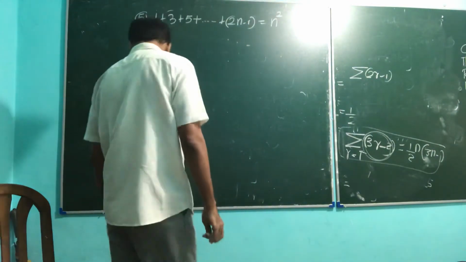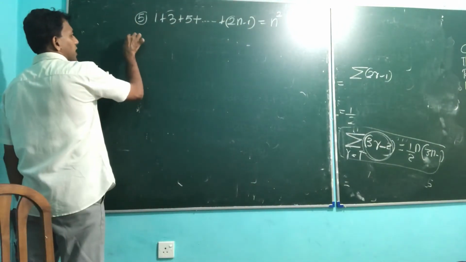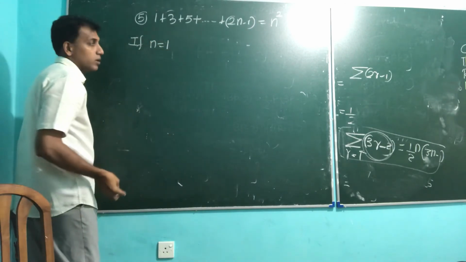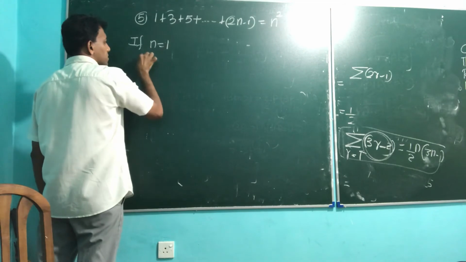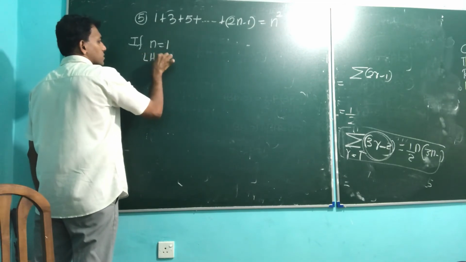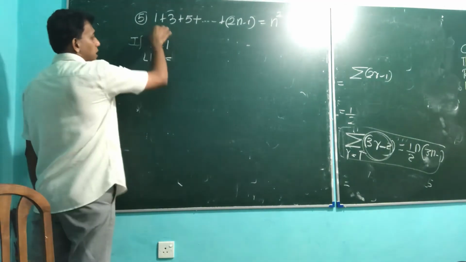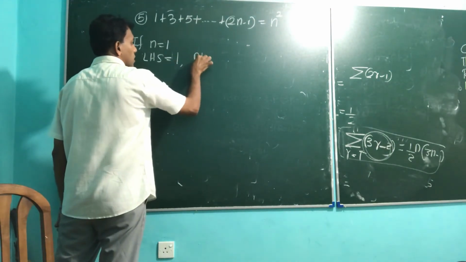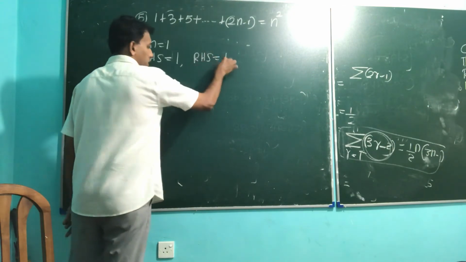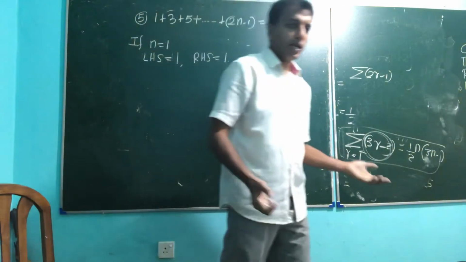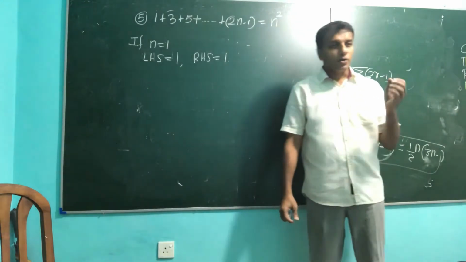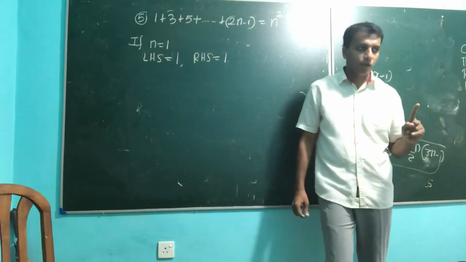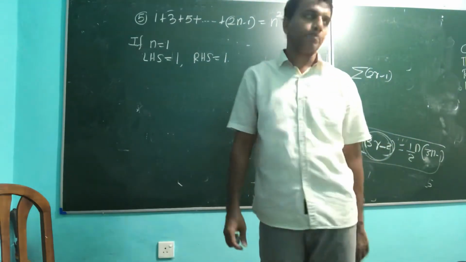Okay, start with n equal 1. If n equal 1, put n equal 1: the left hand side is 1. What is the right hand side? The RHS is 1 square, which is 1. Therefore, LHS equals RHS. That is, the given statement is true for n equal 1.